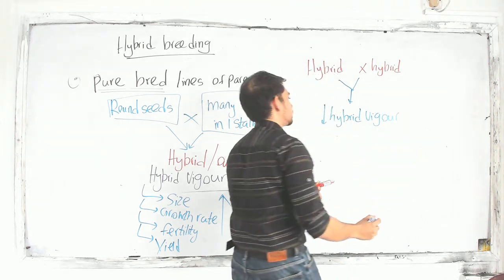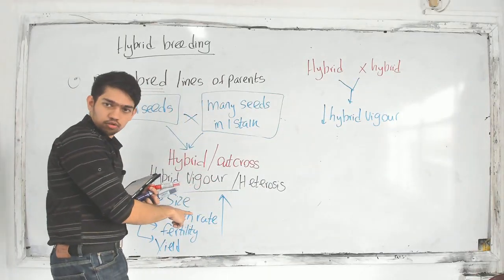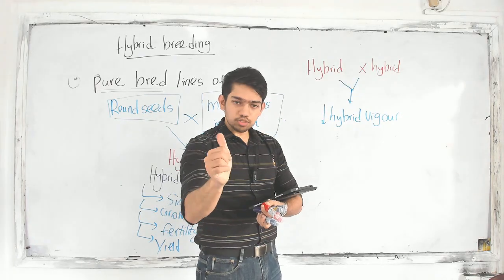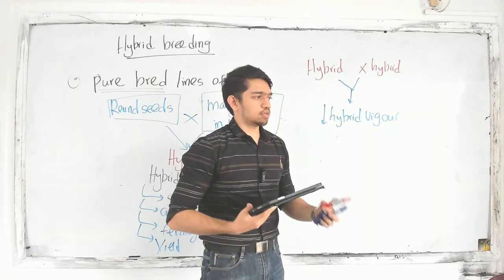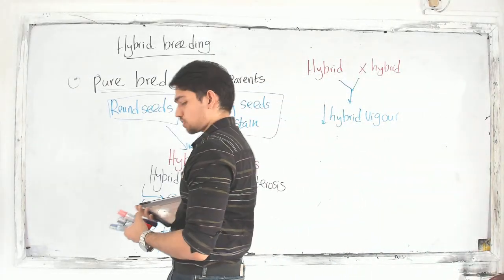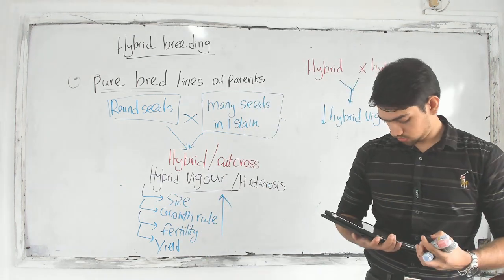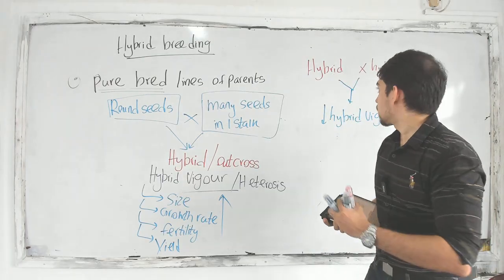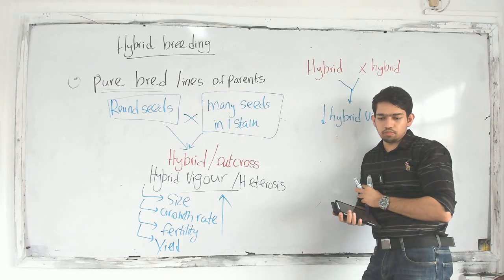Okay, this is one of the disadvantages of hybrid breeding. So did you write down the definition of hybrid vigor? Okay, next point, write down. Hybrid vigor decreases if the hybrids are mated together.